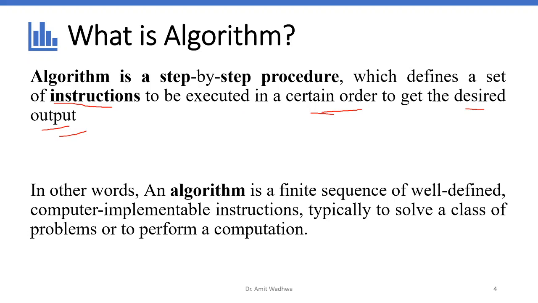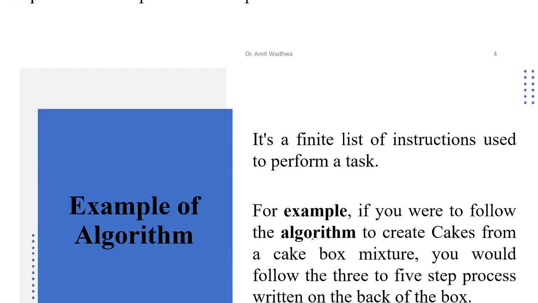That is how we can define an algorithm. An algorithm can be a finite sequence, in other words, a set of well-defined, computer-implementable instructions which the computer can implement to solve a class of problems or a specific problem, or to perform a computation. This is another way of defining the algorithm.